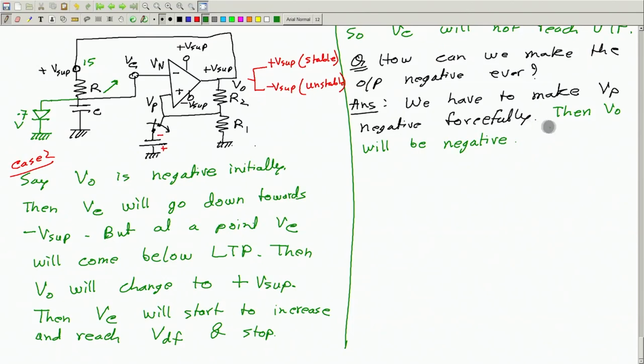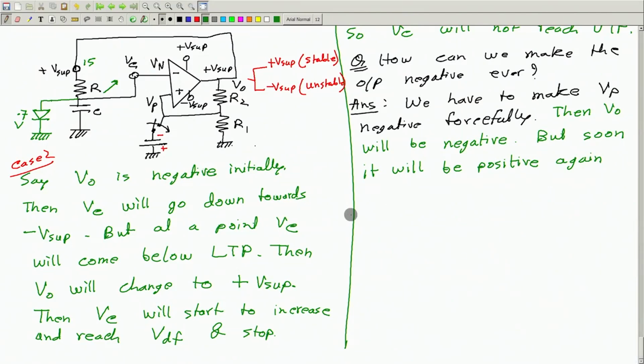but soon it will come back to positive output, it will be positive again.